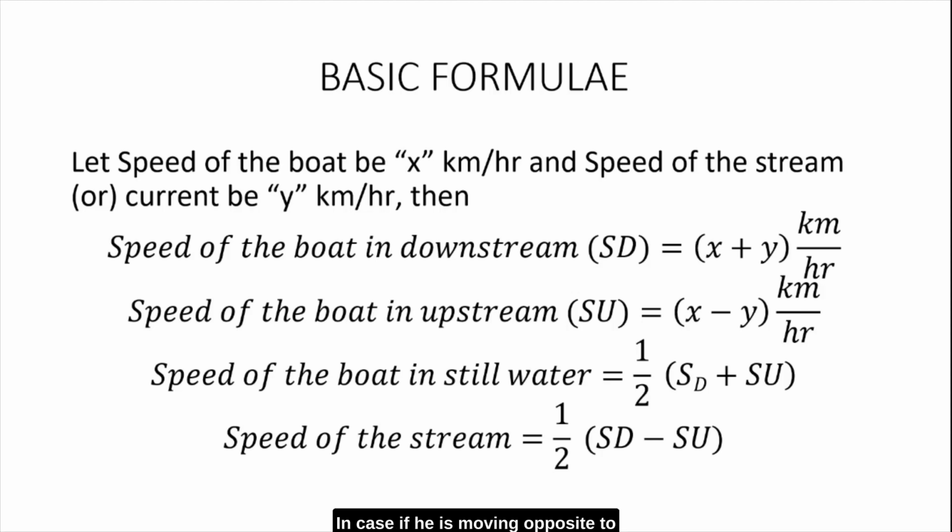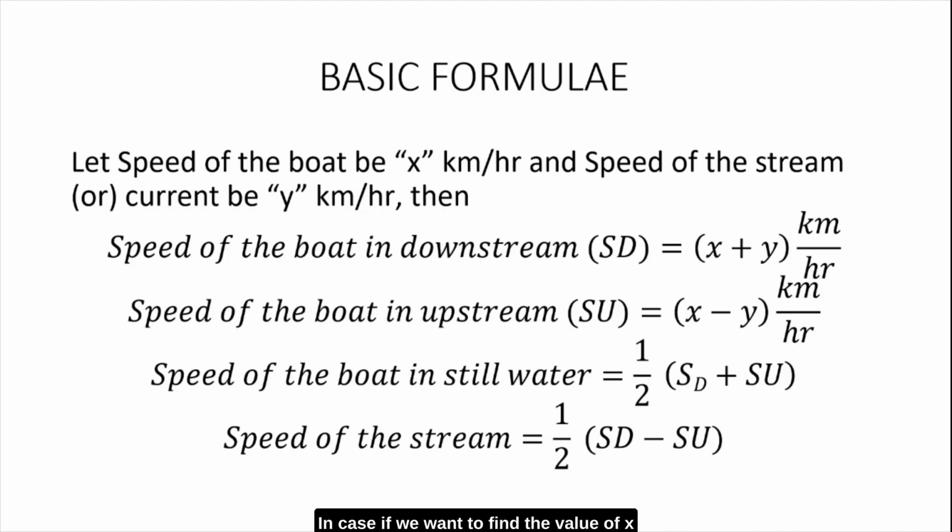In case he is moving opposite to the direction of the stream, the speed decreases. That is, the speed of the boat or man in the upstream direction will become x minus y kilometer per hour. So now we have found the speed of the boat in downstream and the speed of the boat in upstream as x plus y kilometer per hour and x minus y kilometer per hour respectively.